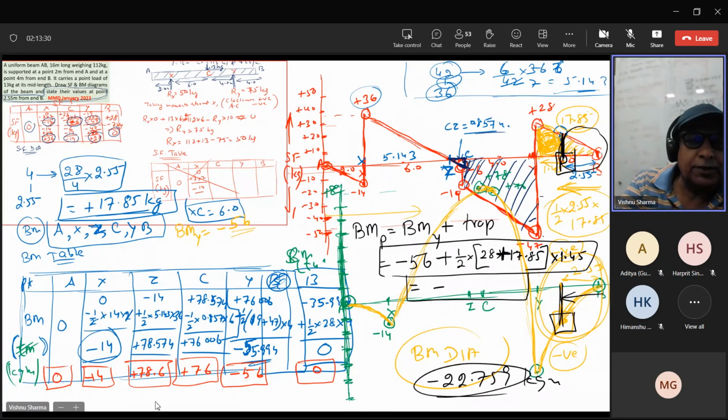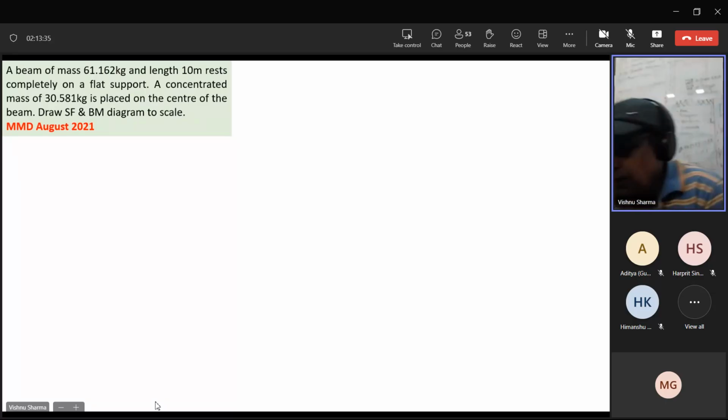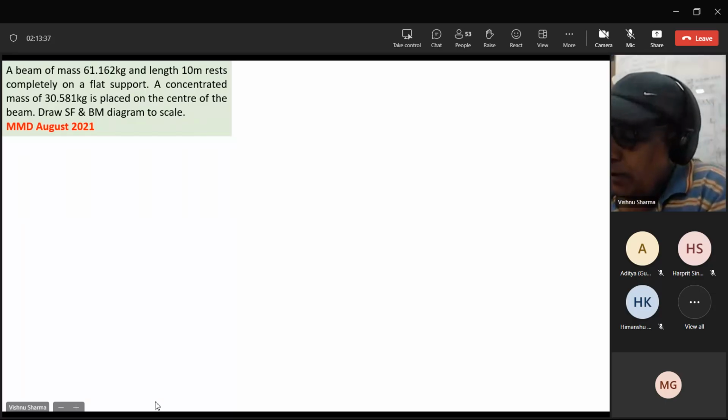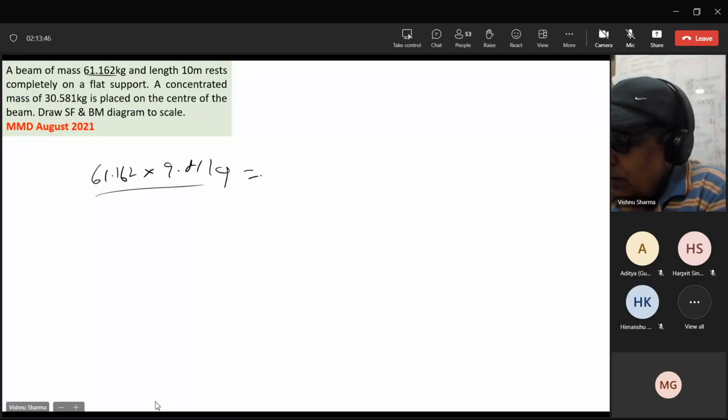I'll send you some questions now. This question will come to you. Now this question, but I'll close it for the day. But like this question, can you multiply 61.162 by 9.81 and tell me how much it comes to?